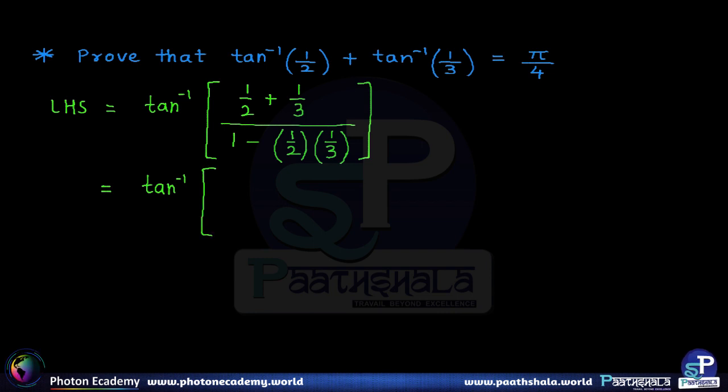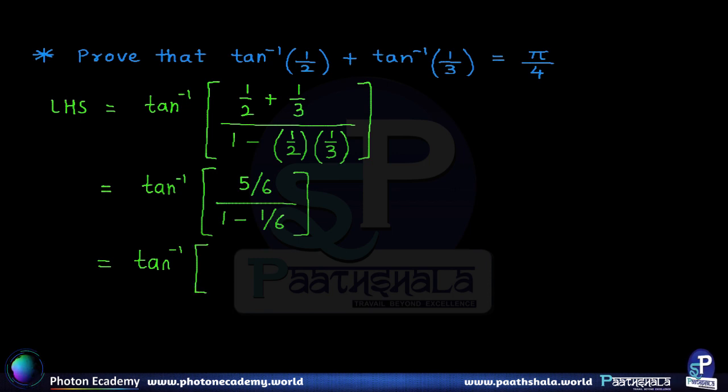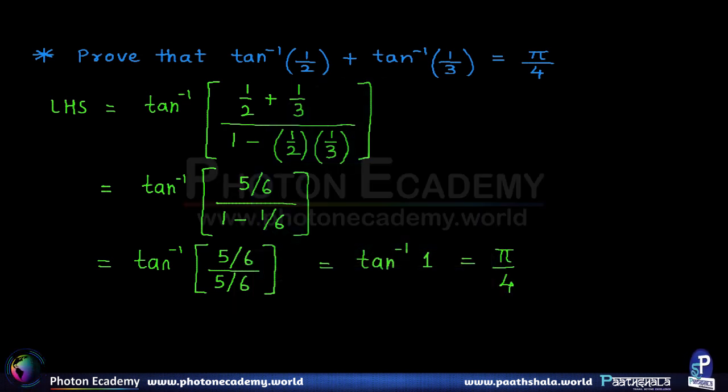Now here a tip is, don't cancel any denominator, that is, keep the same two denominators in the numerator as well as denominator of the entire function. So in the numerator 1 by 2 plus 1 by 3 is 5 by 6. In the denominator you have 1 minus 1 by 6. So we have tan inverse of (5 by 6) upon (5 by 6), which turns out to be tan inverse of 1, and clearly tan inverse of 1 is pi by 4, which is the right hand side. That's the proof.